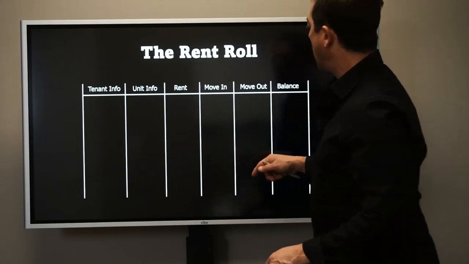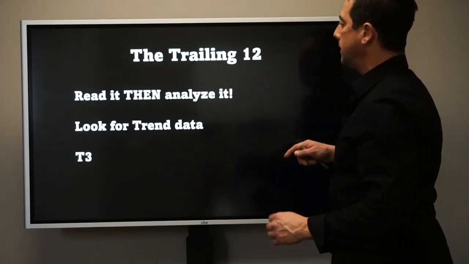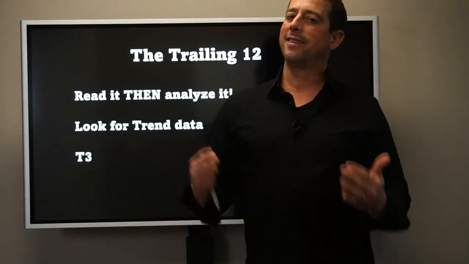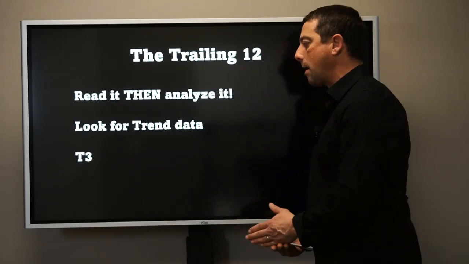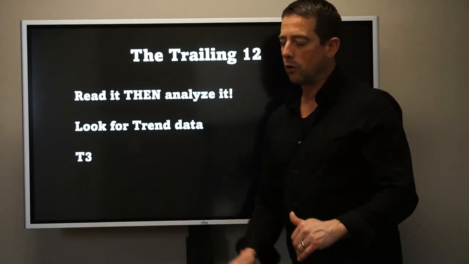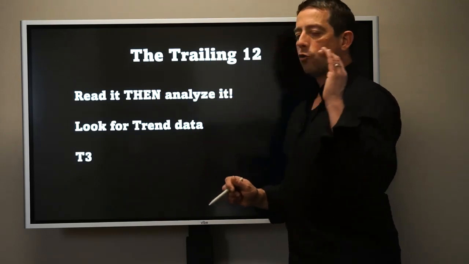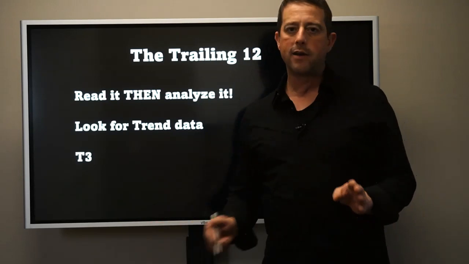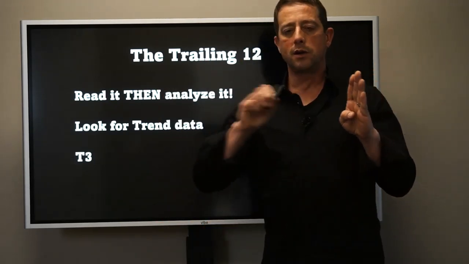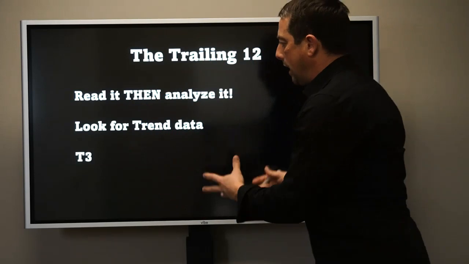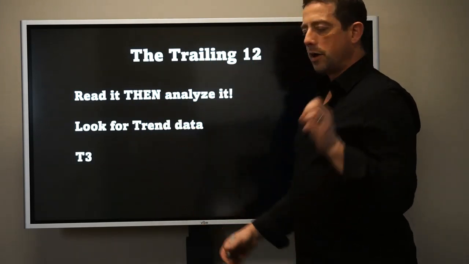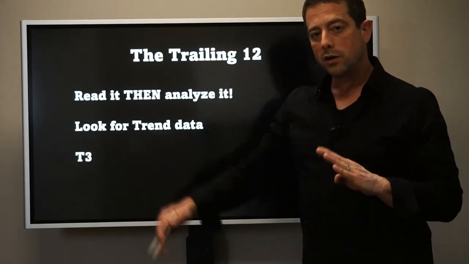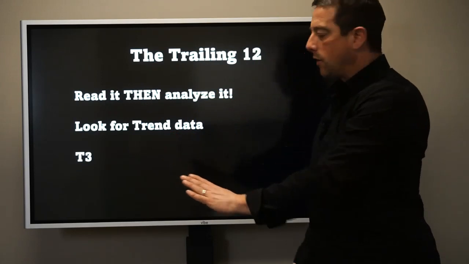All right, so let's go back over here and look at the trailing 12. First step, read it, then analyze it. I said that a minute ago. I'm going to read the rent roll, just read it. Then I am going to read the T12, not breaking out a template or a calculator or any of that kind of stuff. I'm just looking at the trends. What's going on? Is it going up? Is it going down? Do I see anything weird? Are there any pops in the data? Hey, how about those utilities? Is the water going up? Is the water going down? So I'm just reading the T12 for a general feel.